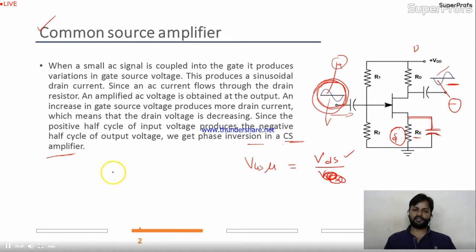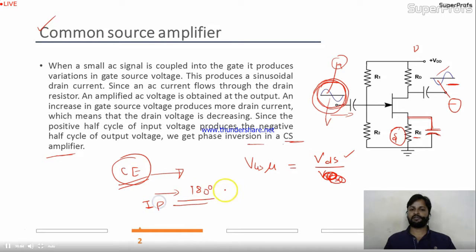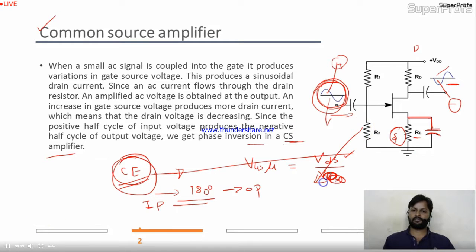So common source amplifier is similar to common emitter amplifier. In the common emitter amplifier, we have seen there is a 180-degree phase shift between input and output. Is it okay? So common emitter amplifier is similar to common source amplifier. Is it okay to you? If we talk about the circuit, we'll see it in the problems only.